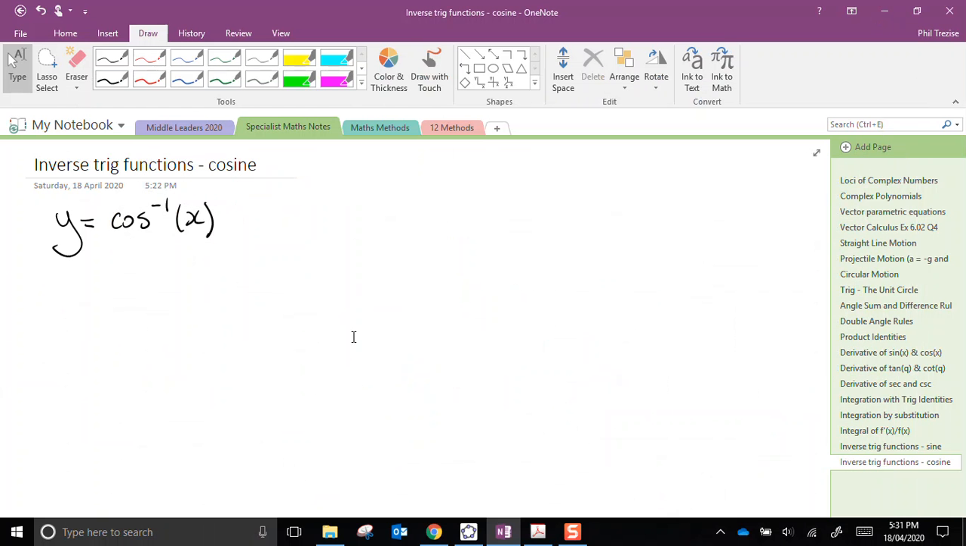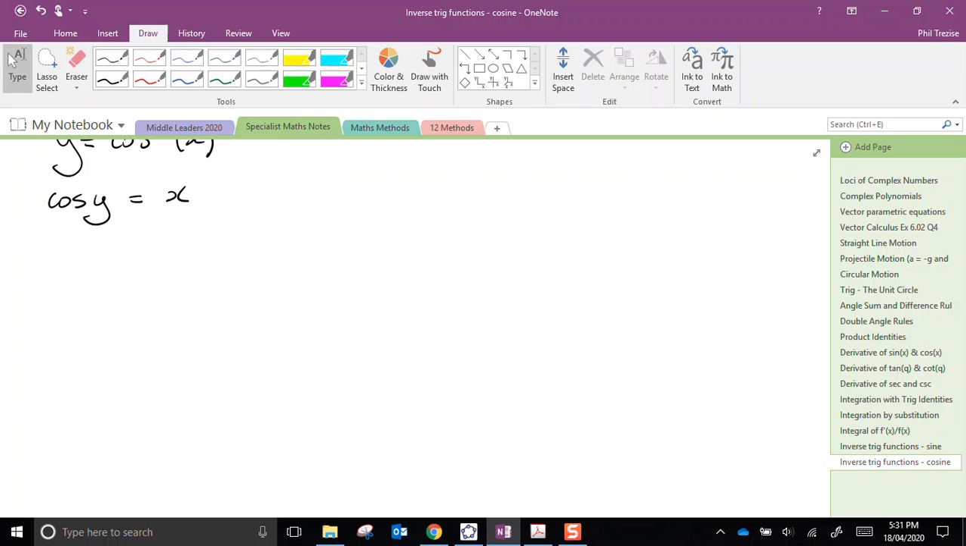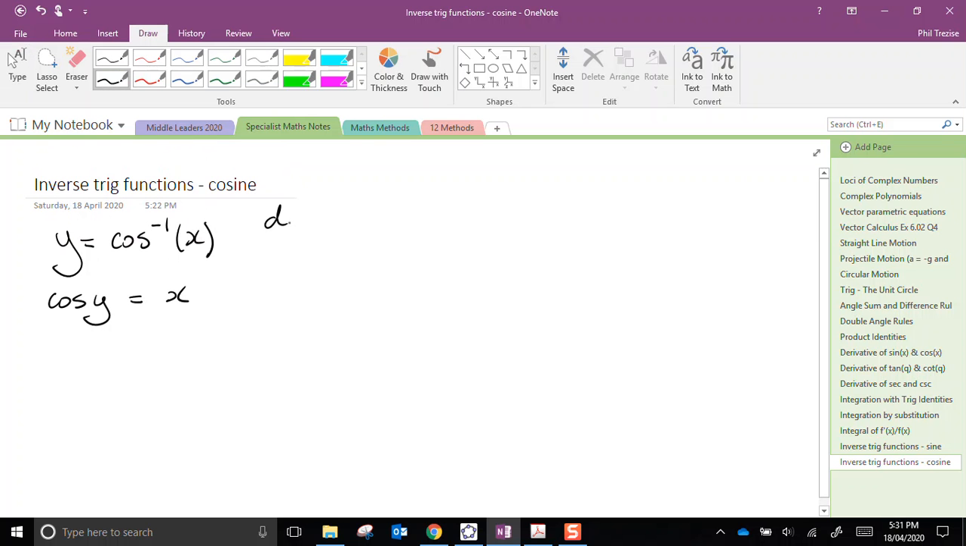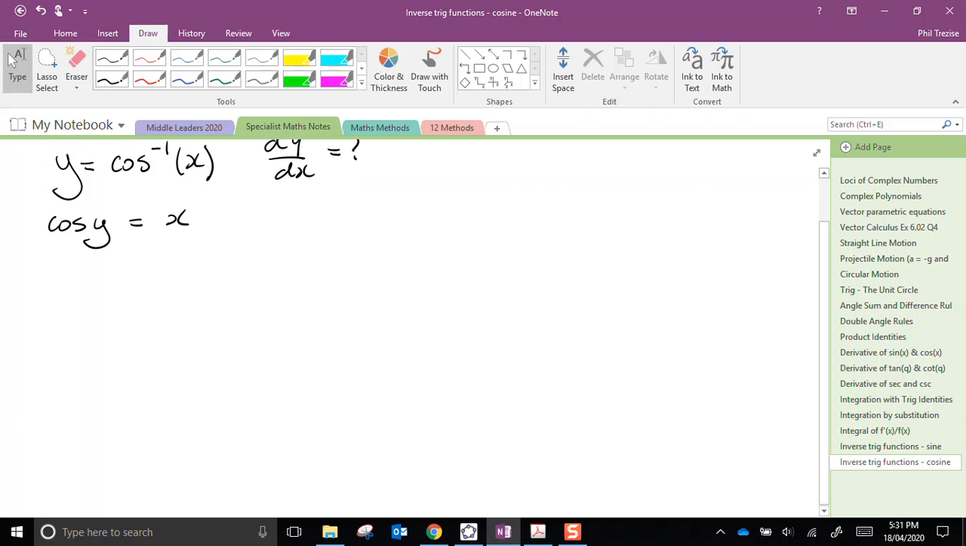But back to the main event. What are we going to do in order to find the derivative of this function? Well, we'll take a similar approach to last time. We'll take the cosine of both sides of this, so the cosine of y will equal x. Then remember, the whole objective of this is to find dy/dx of the original function. So I'll take the derivative.